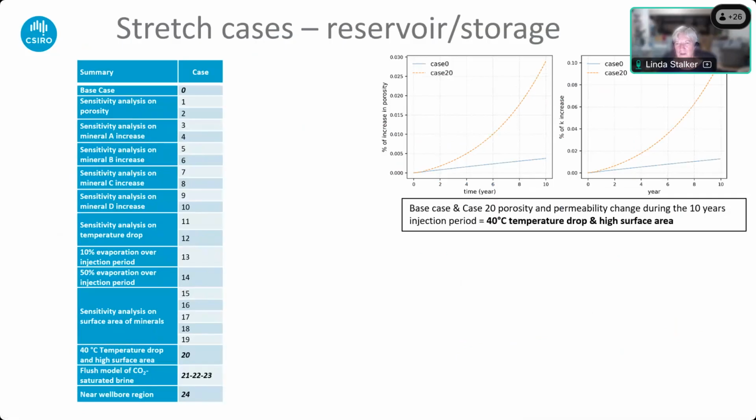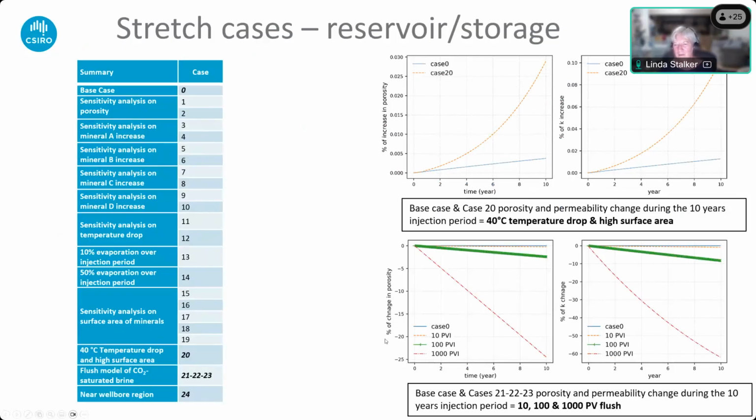So we're having a temperature drop because the CO2 is cold coming into a hot reservoir. We've gone for a high surface area option on the minerals, and we're still really struggling to actually get much of a change, still reporting as percentage of increase in porosity. And in this final example, where we've messed about with porosity, we've added different amounts of pore volume flushing through as well to really try and make any changes.